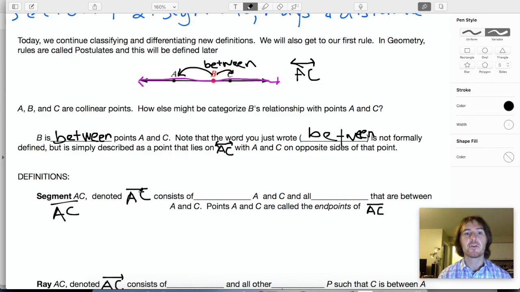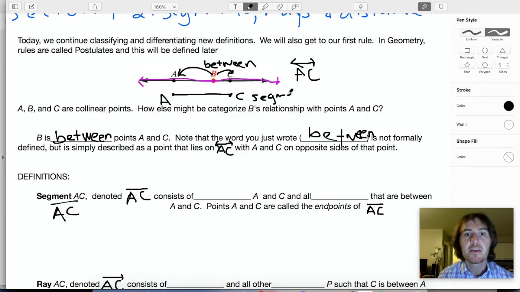Anyways, segment AC, denoted here, consists of points A and C and all points that are between A and C. Okay, so a segment AC, I think you already know what a segment AC looks like. Segment AC would be this here. Let me just move it down here. This is segment AC. I just moved it down here a little bit. Segment A and segment C, and we have ourselves segment AC right here. This is a segment. Okay, so this is defined. If we actually draw a segment, maybe I'll redraw it down here. This would be a segment AC because it consists of A and C.